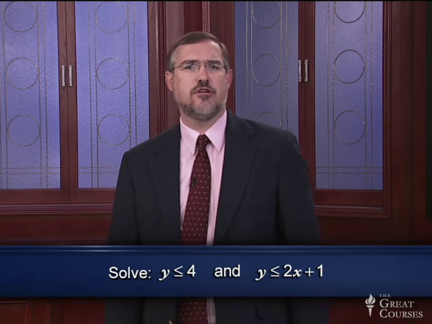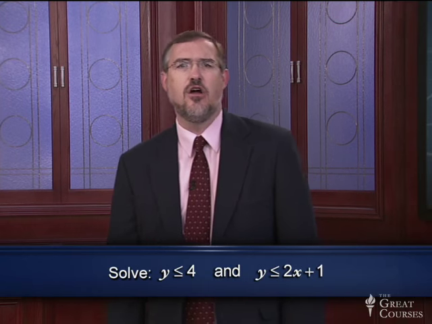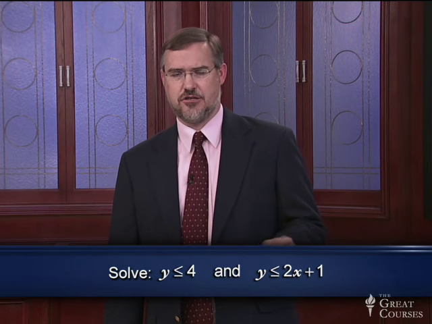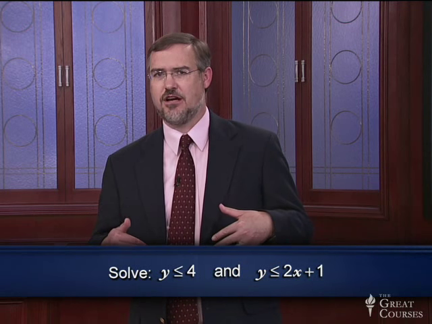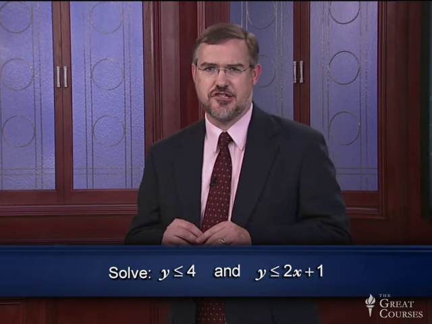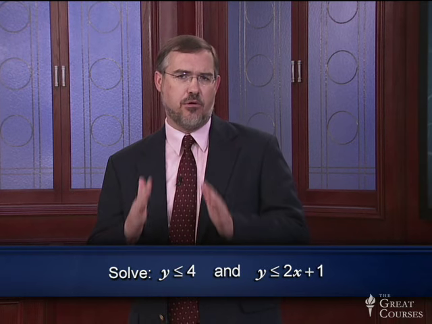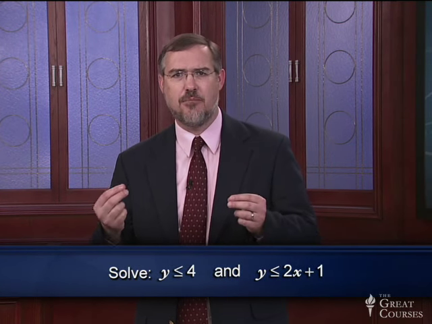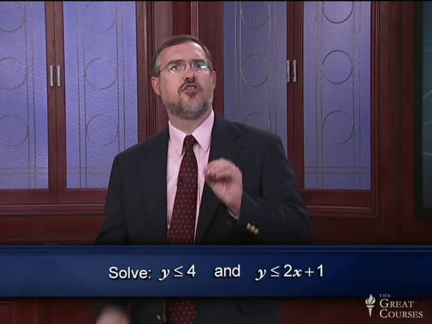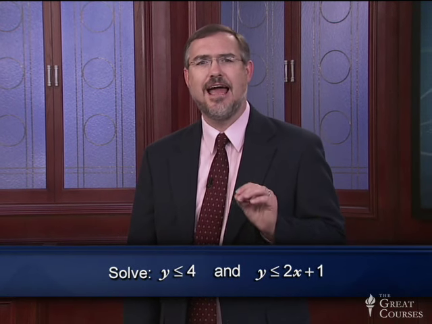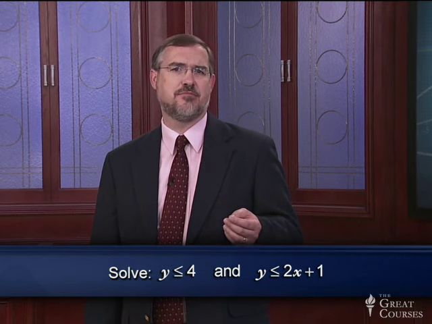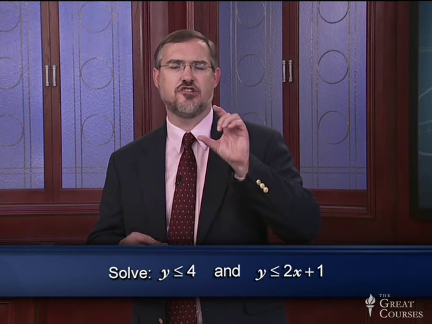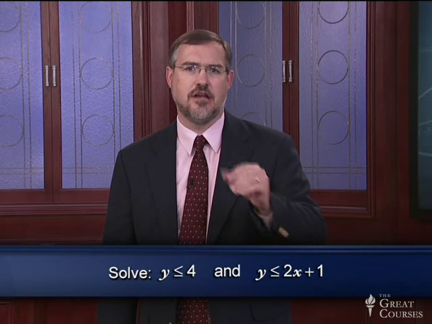Y is less than or equal to 4, and y also needs to be less than or equal to 2x plus 1. So let me just make a quick comment. In order to solve this system, I want to find all of the points in the xy plane. Those points are going to be (x, y) such that the y's are less than or equal to 4, and the y value has to be less than or equal to 2x plus 1. I need all the points that solve both of those inequalities at the same time.